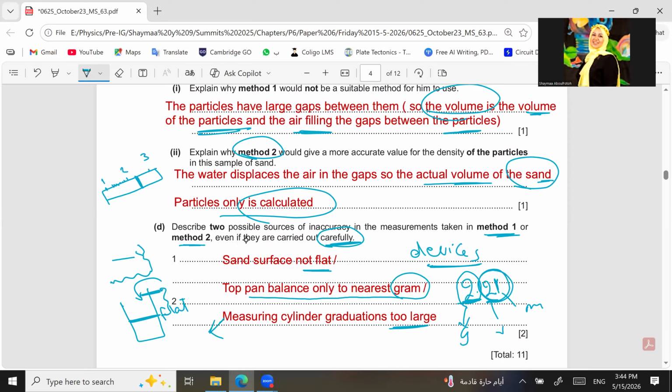Now let's see the 2 possible sources of inaccuracy in the measurements. First, maybe the sand surface is not flat. 2, the pan balance reads only to the nearest gram. Measuring cylinder graduation is too large.